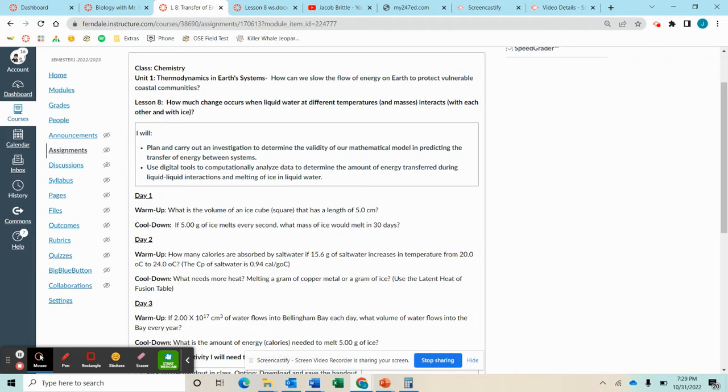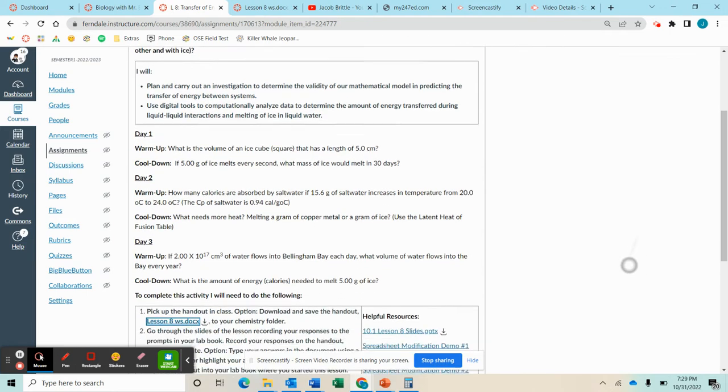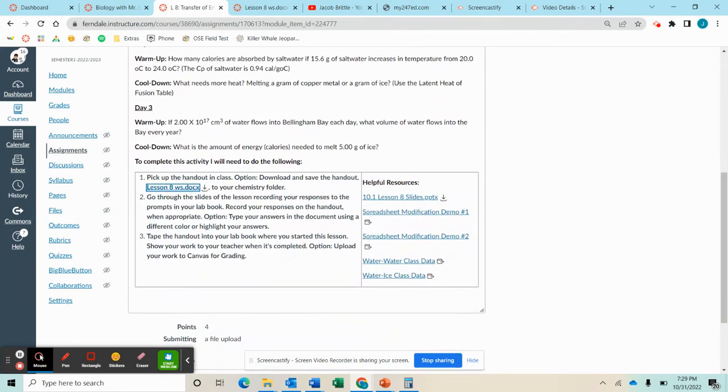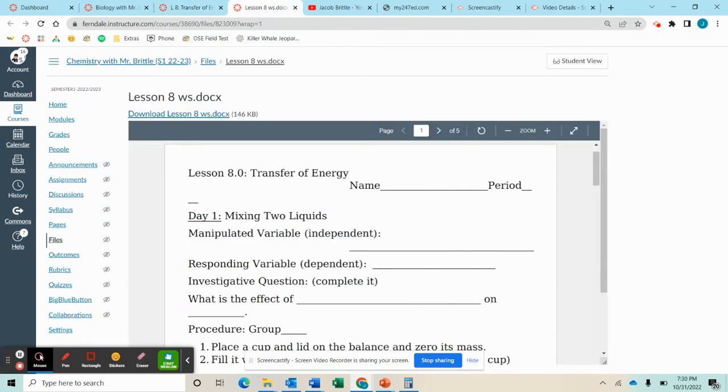And then that second day was when we had a cup of water, and the other cup had ice in it. And then we figured out how much energy it takes for ice to melt. So hopefully, if you weren't here or you were gone or you just don't have this done, we can take a look and make sure that we are on the same page.